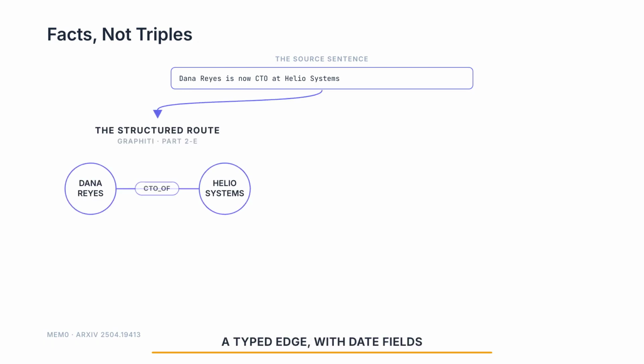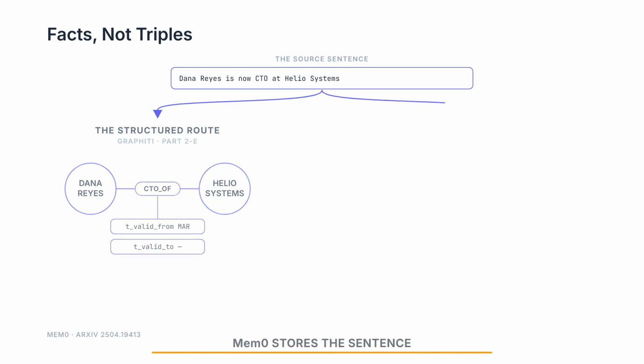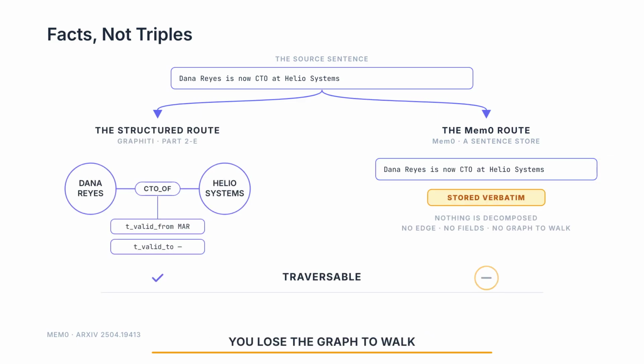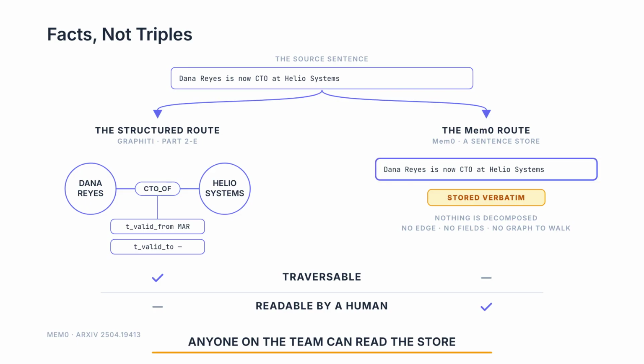The library we met in Part 2E turns that into a typed edge between 2 entity nodes, with date fields hanging off it. Mem0 stores the sentence. That is the entire representation. You lose the ability to traverse, there is no graph to walk, and you gain something real. Anybody on your team can read the store and see exactly what the agent thinks it knows.